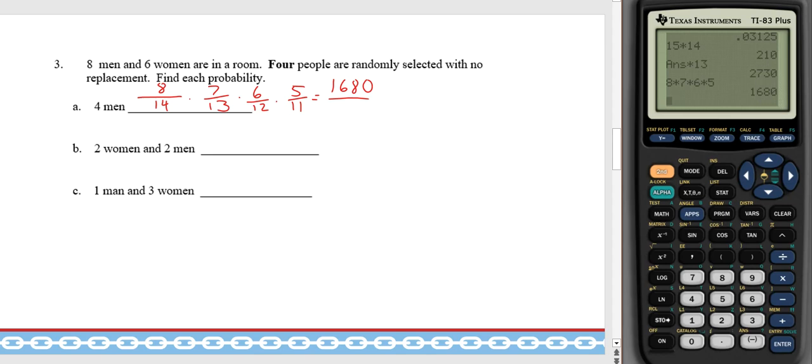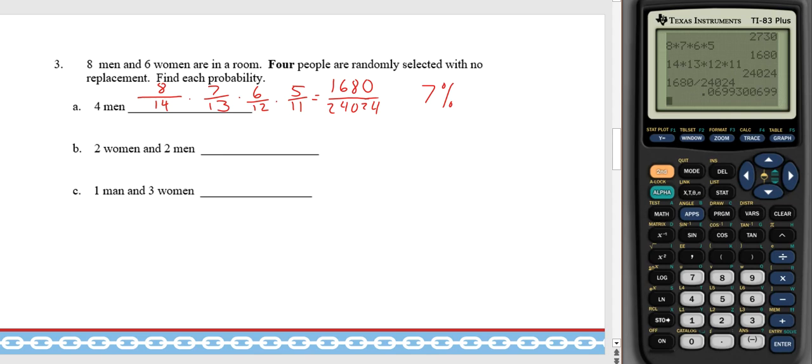Then my denominator would be 14 times 13 times 12 times 11. 24,024. Right, and just checking that out, 1680 divided by 24,024. Right, that's about a 7% chance of happening.